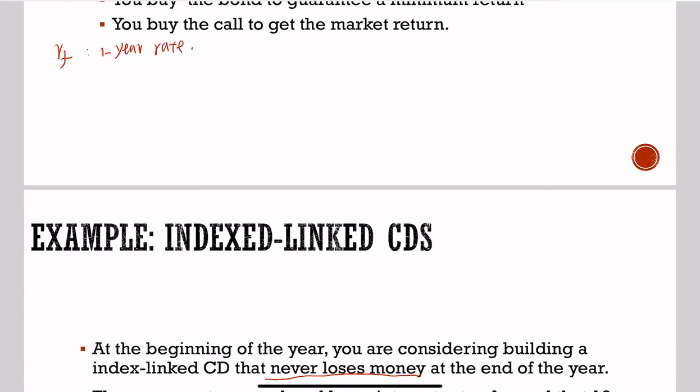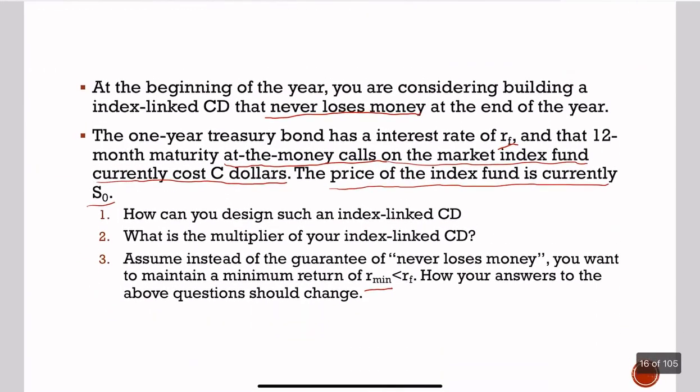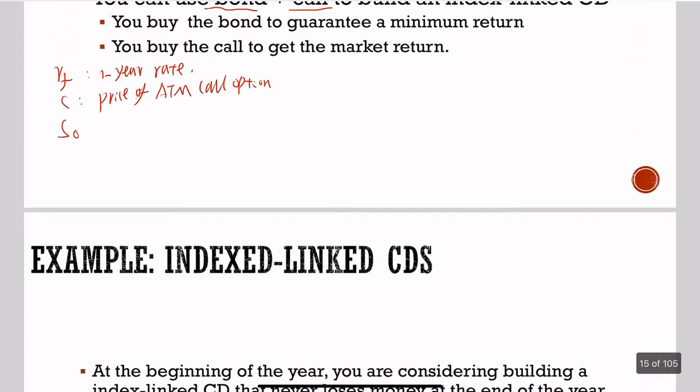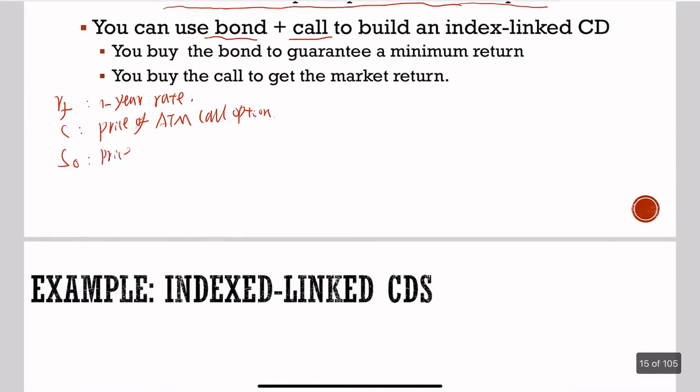What else? Oh, we have this C. That is the price of this at the money call, right? So the price of this at the money call option. And we have S0. S0 is the price of the index fund.